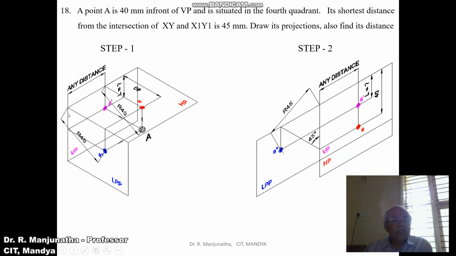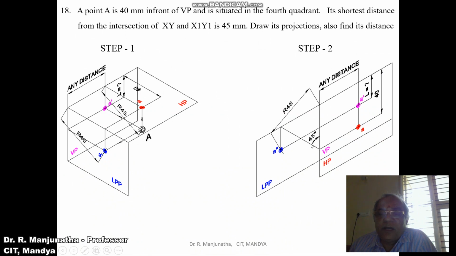Now we are cutting it here and rotating LPP by 90 degrees to the left side and HP down. As we rotate this by 90 degrees, we can see the second position of this. The distance with respect to the profile plane can be any distance. So from here, you take any distance and draw a vertical projector. As 40 mm in front of VP can be seen in HP, from this point you measure 40 mm and mark this point. As we draw a line here till here, it is 40 mm being vertical.